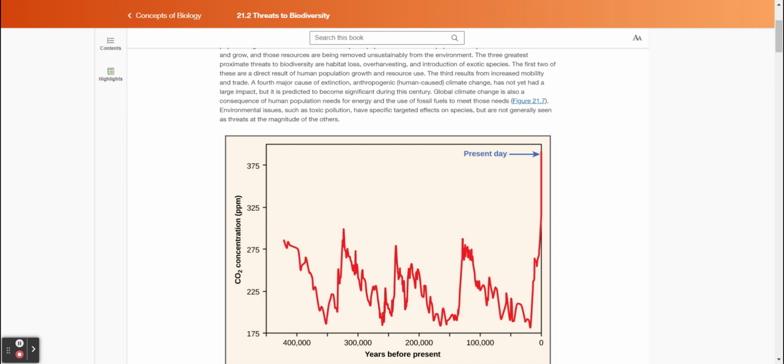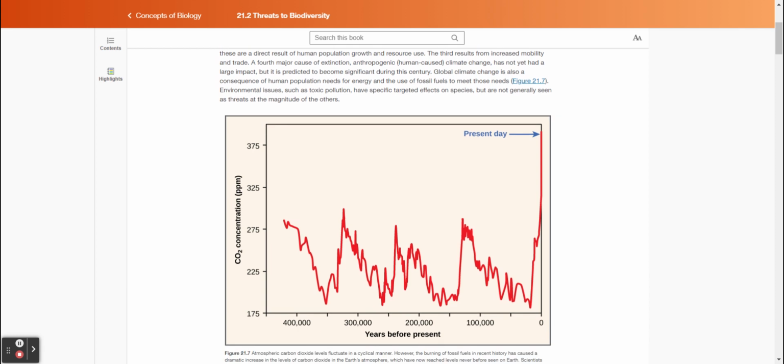A fourth major cause of extinction, anthropogenic or human-caused climate change, has not yet had a large impact, but it is predicted to become significant during this century. Global climate change is also a consequence of human population needs for energy and the use of fossil fuels to meet those needs. Environmental issues, such as toxic pollution, have specific targeted effects on species but are not generally seen as threats at the magnitude of the others.